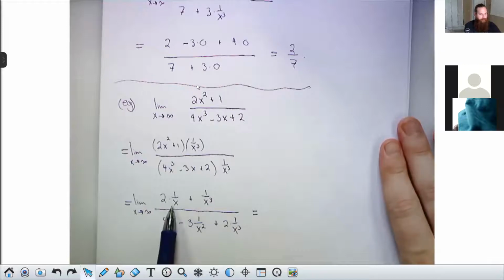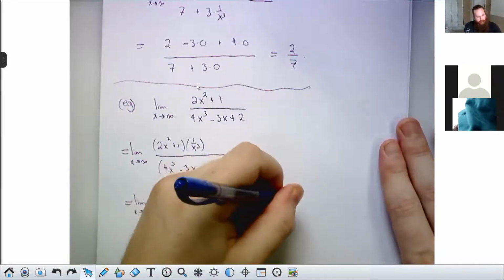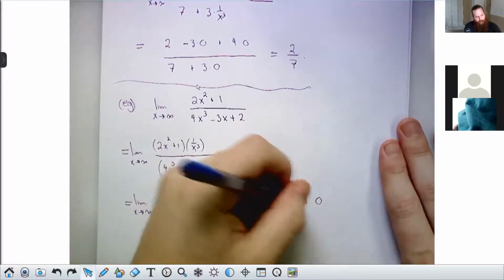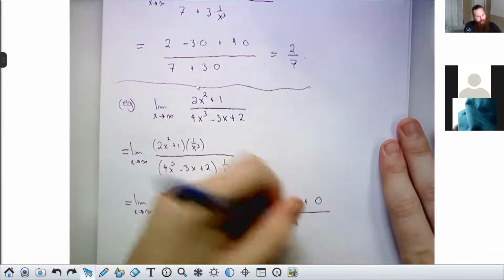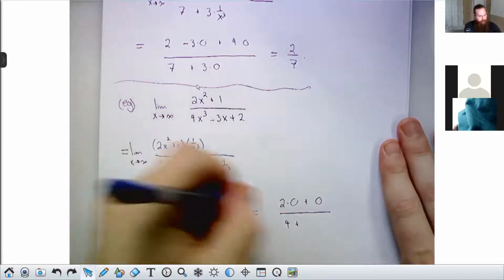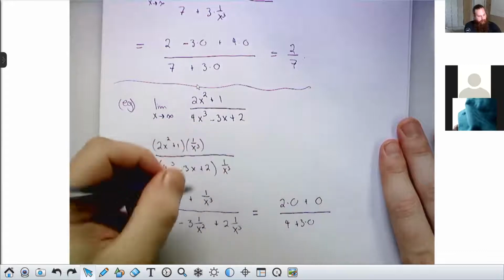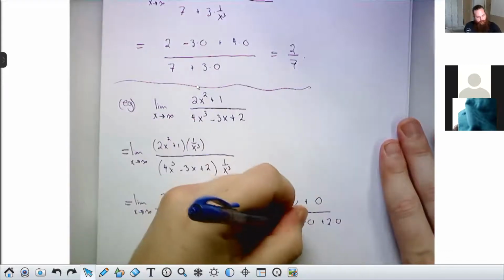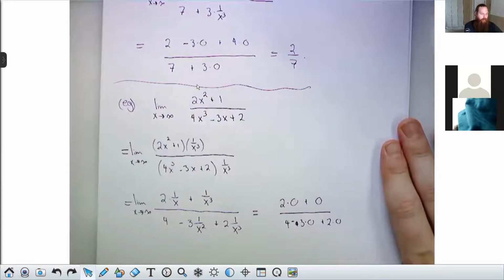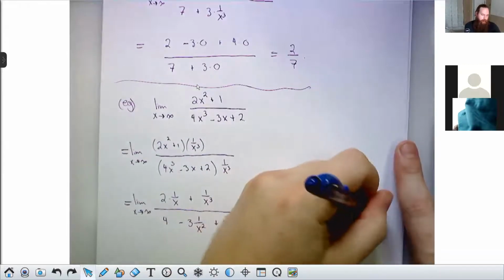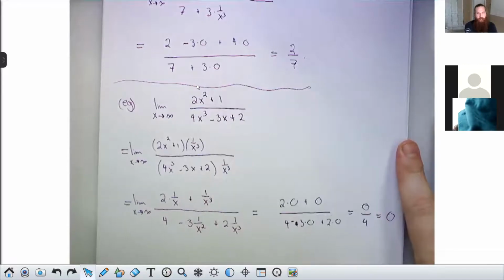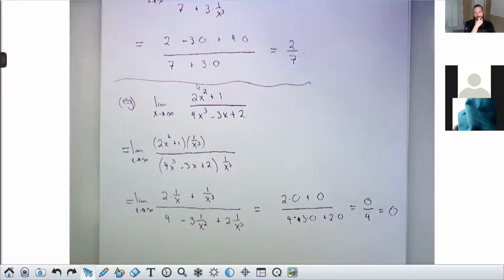This piece goes to 0. This piece goes to 0. This piece goes to 0. This piece goes to 0. This piece stays 4. So you get 2 times 0 plus 0 over 4 plus, minus, whatever, 3 times 0 plus 2 times 0. This is a minus. In any case, the top is 0, the bottom is 4, 0 divided by 4 is 0. So this is your fundamental tool, your main tool for taking limits at infinity. Divide top and bottom by the largest power.